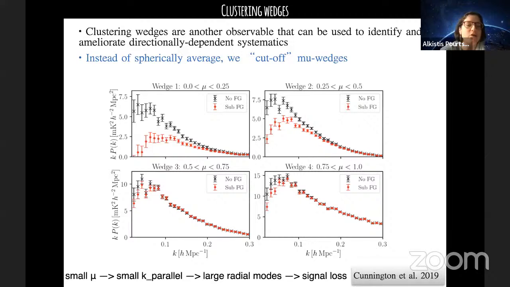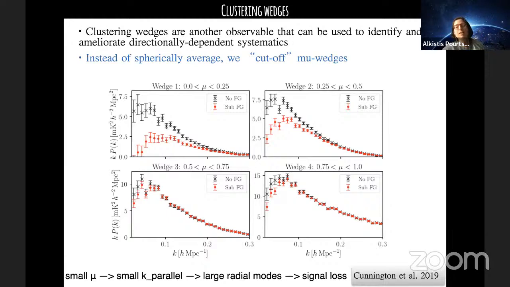So you see here in the first wedge, the top left, where we took the 0 smaller than mu smaller than 0.25 wedge, the difference of the cosmological truth and the observed power spectrum is huge, because the foreground removal effects are larger for large radial modes, which means for small k parallel modes, which means for small mu. On the contrary, if you take wedge number 4, which is mu between 0.75 and 1, there is no effect.